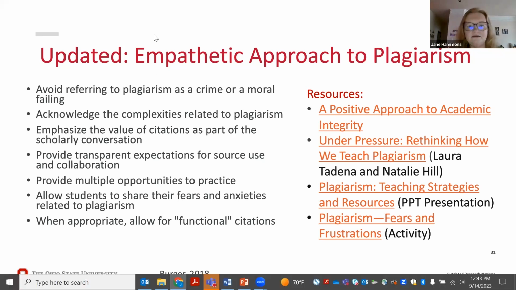Let's see. Comment coming in about the difficulty, if I can move up. Just because it's more difficult doesn't mean we shouldn't make these adjustments to the way we teach. Yes, thank you, Jennifer. Absolutely.